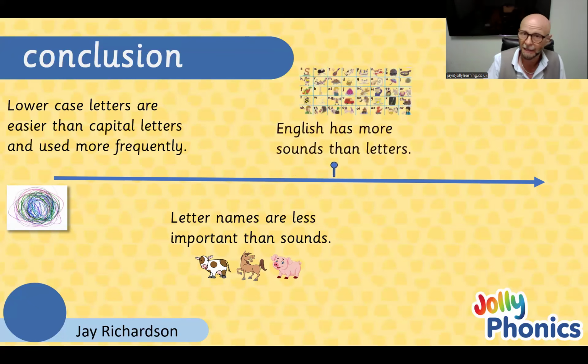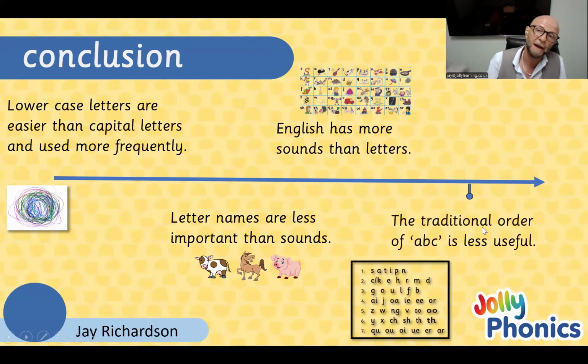We're not talking about spelling. English has more sounds than letters. There are more sounds than we have letters. Therefore, we need a systematic approach to this type of synthetic phonics. It needs to be done in a given order. And we have also concluded that the traditional alphabet A, B, C, D, E, F, G is less effective and useful than the reordered 42 sounds into 7 groups of 6 letters and sounds.